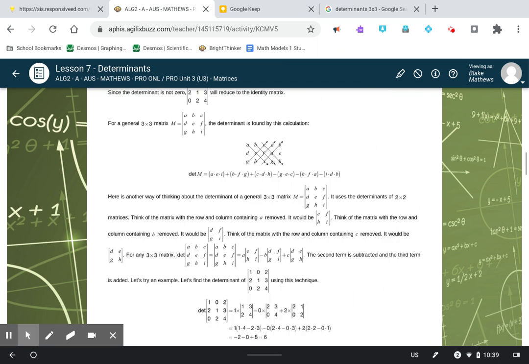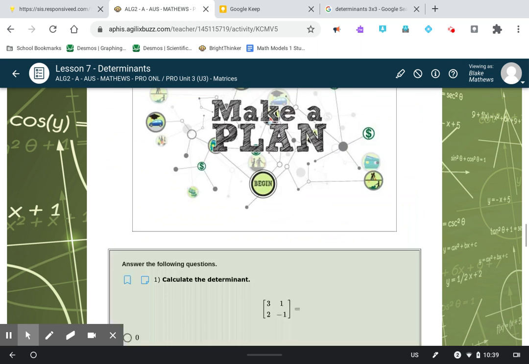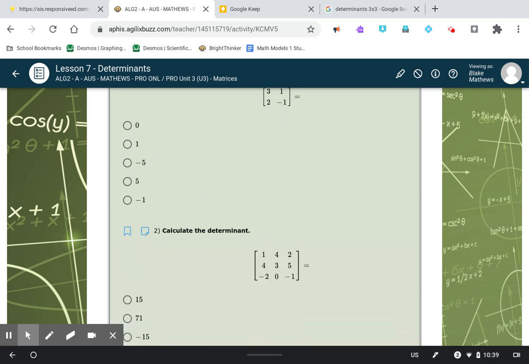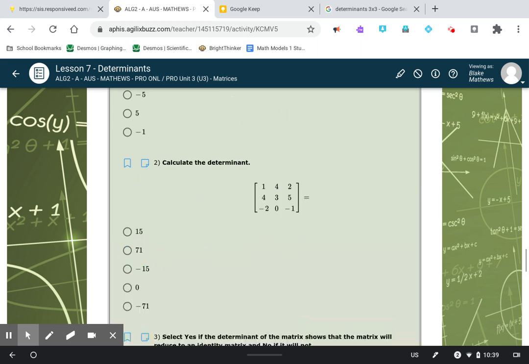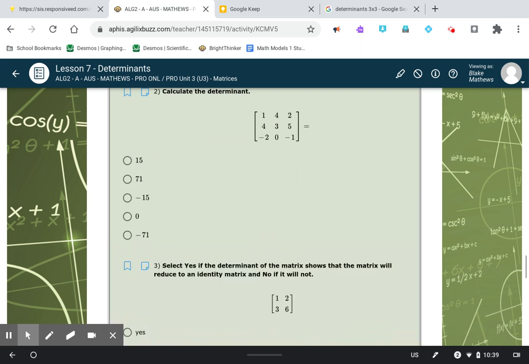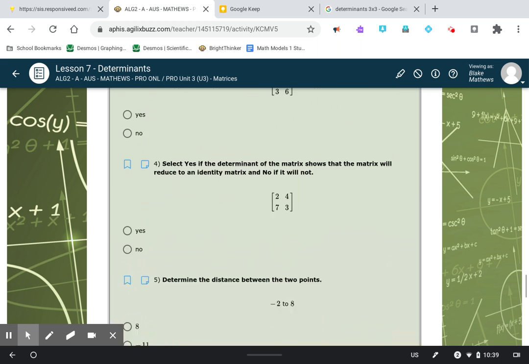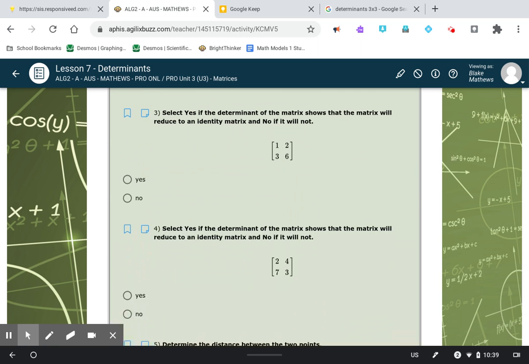So looking at the lesson, just so you know kind of what you're expected, they have you calculate the determinant of a 2 by 2, of a 3 by 3 in question number 2, and then they ask a couple questions asking, select yes if the determinant of the matrix shows that the matrix will reduce to an identity matrix, and no if it will not.